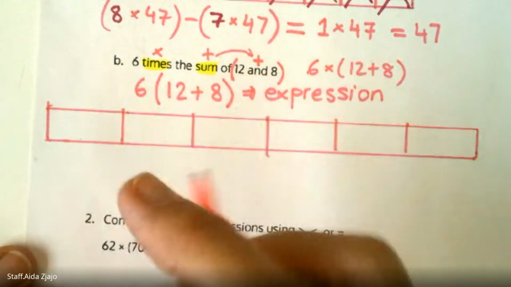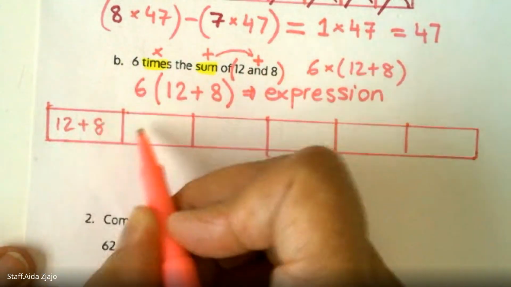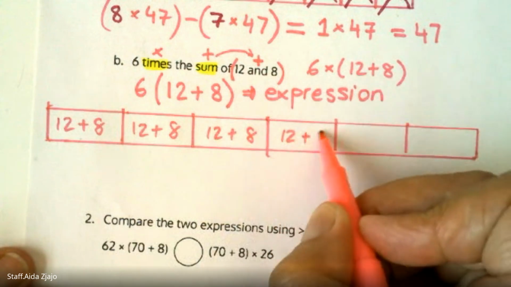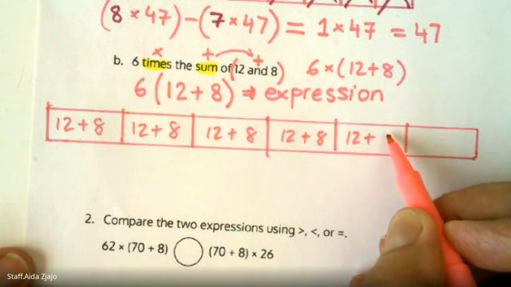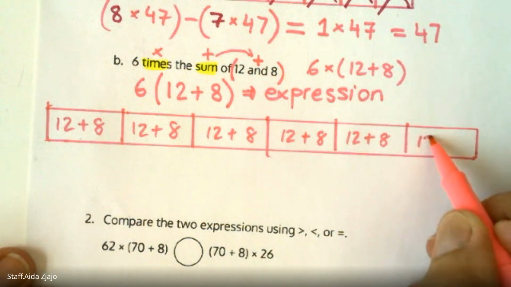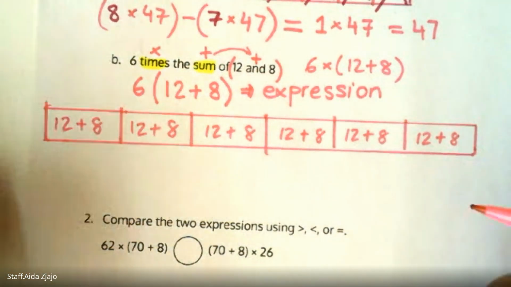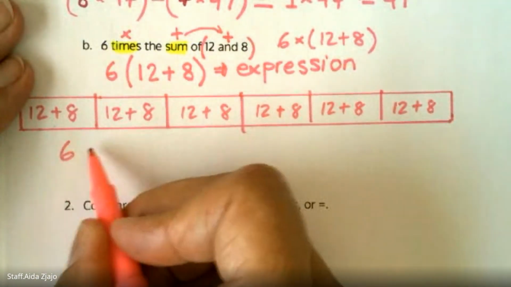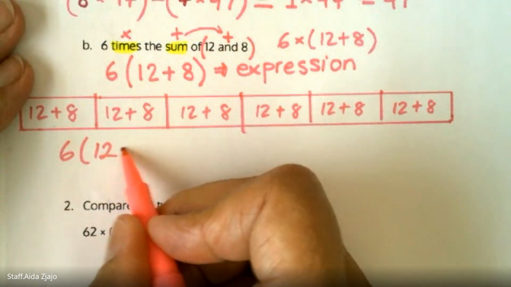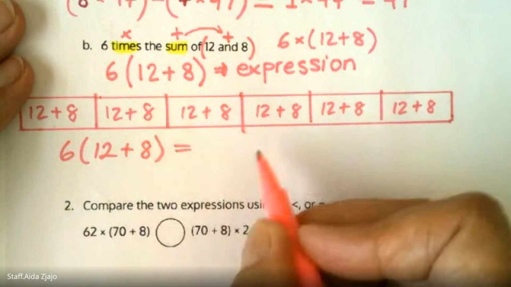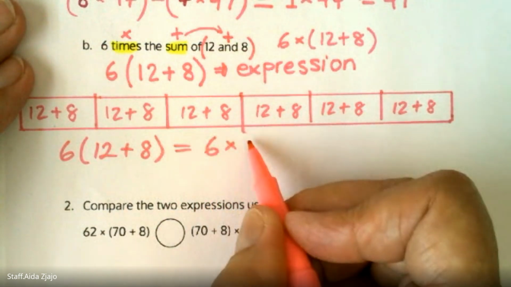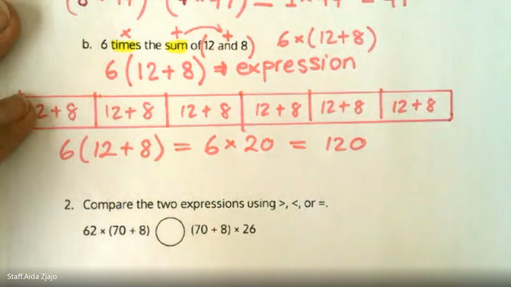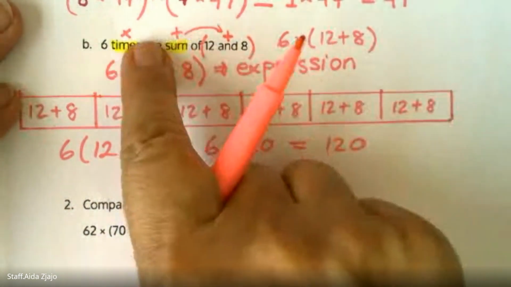That means 6 groups of 12 plus 8. If we needed to solve it, 6 groups of 12 plus 8 is the same as 6 times 20, which makes 120. That's just additional. You don't need to do it. This is only what you need to know from this.